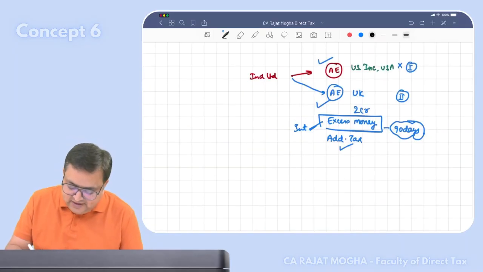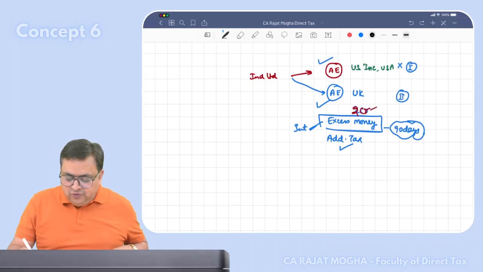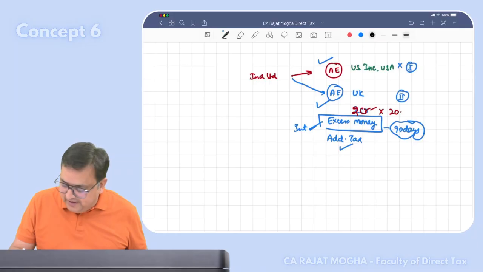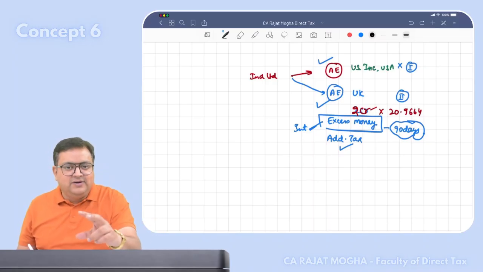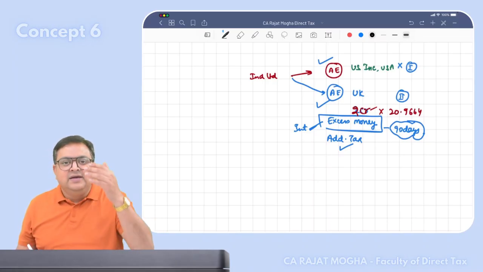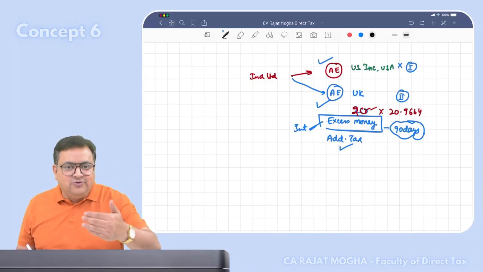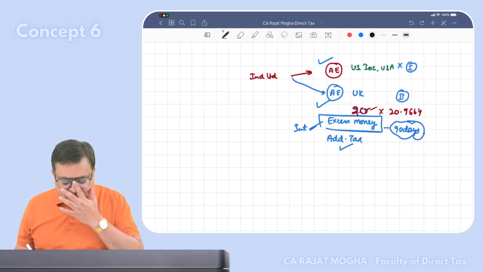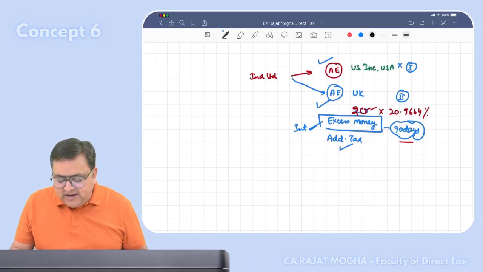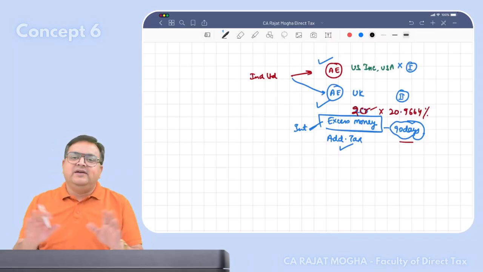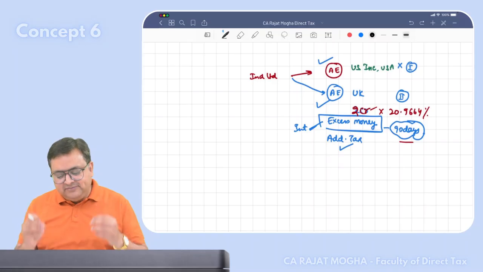So let's say your excess money is 2 crore. Right? On this, you have to pay 20.9664%. If 20.9664 is difficult to remember, please remember this easy one: 18 plus 12 plus 4. Right? 18% additional tax, 12% surcharge on it, plus 4%. That is 20.9664%. You have to pay additional tax on that. And if you pay within 90 days, no issues. No secondary adjustment required. Don't make any secondary adjustment. Just pay this additional tax.